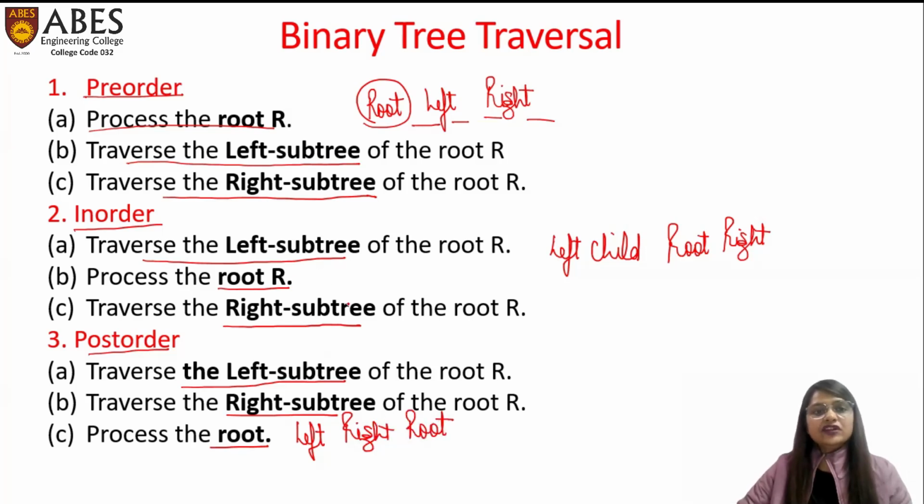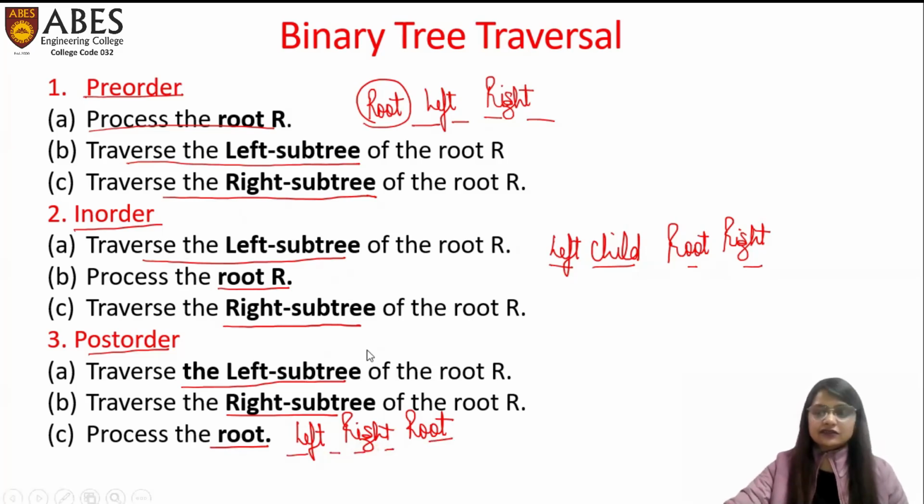Okay, so we have to remember all these. In case of pre-order, we have to traverse the root node, then left, then right child. In case of in-order, we have to traverse the left child first, then root node, then right child. And in case of post-order, we have to traverse the left child first, then right child, and then root node.